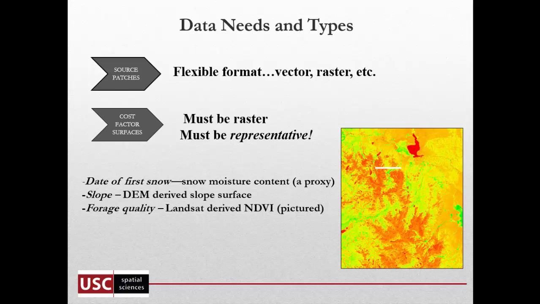We also found that deer like moderate slopes, so we got a USGS DEM and derived a slope surface to use that as data. And then we also found that deer tend to meander based on how they feed as they migrate. So forage quality is probably an important input. We derived an NDVI from a Landsat scene, and that's pictured on the right.